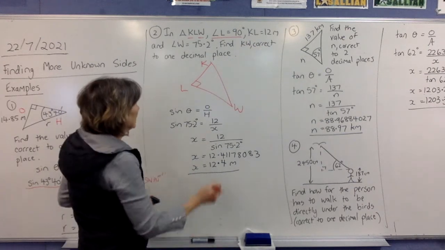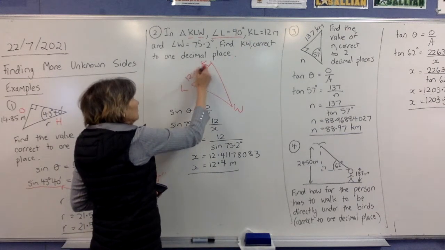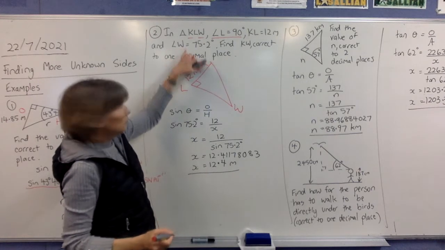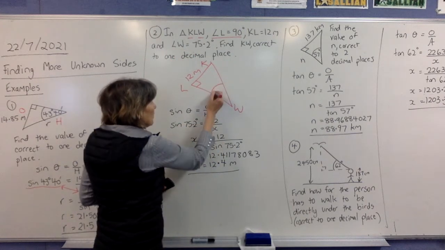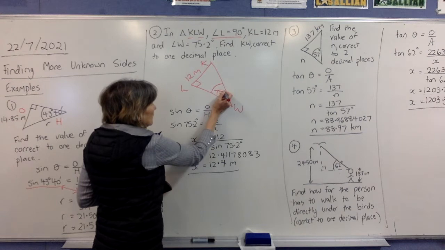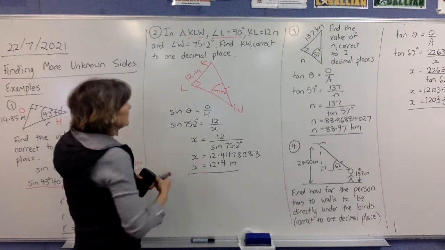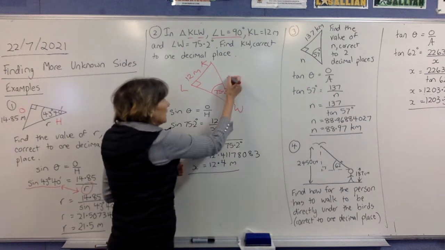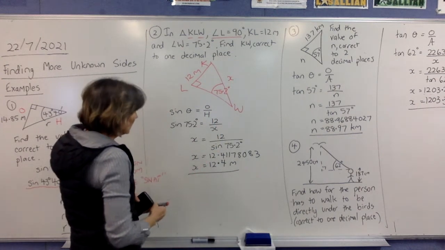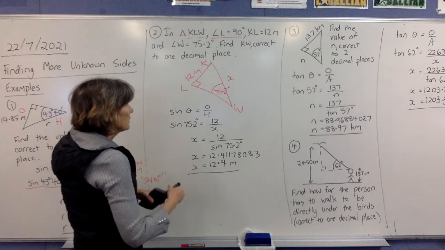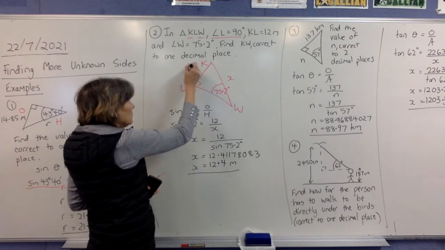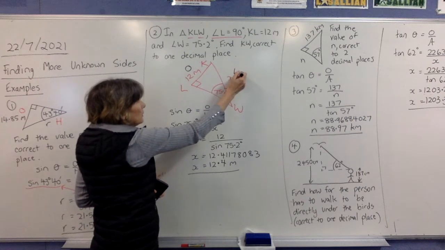KL is 12 metres. Angle W down here is 75.2 degrees. And we're finding KW, which is this one here. We'll just put an X there. And now we're going to label the sides. So this side here is opposite the angle, and this side here is the hypotenuse.